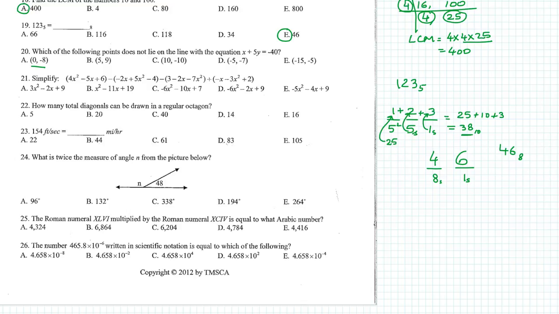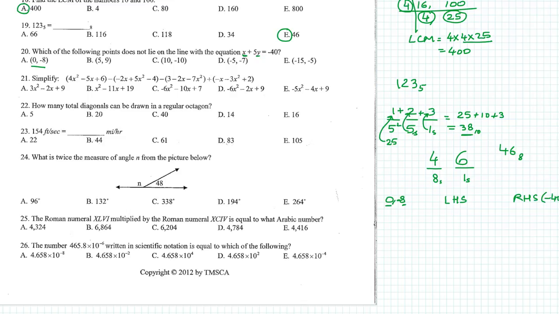So the first choice is 0, minus 8. So what we will do is for 0, minus 8 we will plug the value 0 in place of x and plug the value minus 8 in place of y, because the number that's given is 0, minus 8. So let's do that. On the right hand side, we know that the number is minus 40.